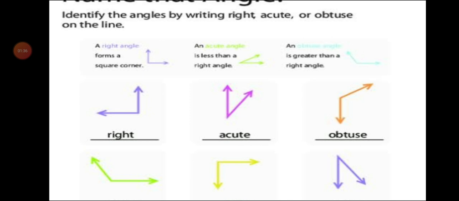Here is your work to do before starting the chapter: identify the angles by writing right, acute or obtuse on the line. You have to write this in your notebook.